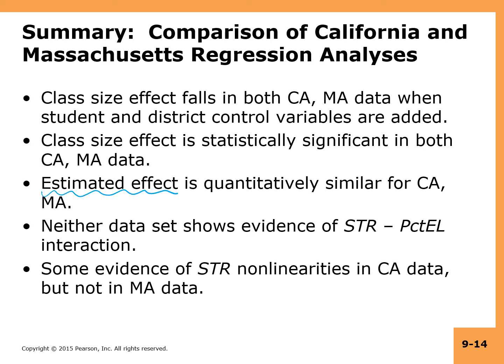Neither of the data sets actually showed any evidence that the interaction term between student-teacher ratio and percentage of English learners was statistically significant. The only minor difference between these two states was that it seems like in the California data, there was some evidence of a nonlinear relationship between student-teacher ratio and test score, but in the Massachusetts data, we didn't see that.